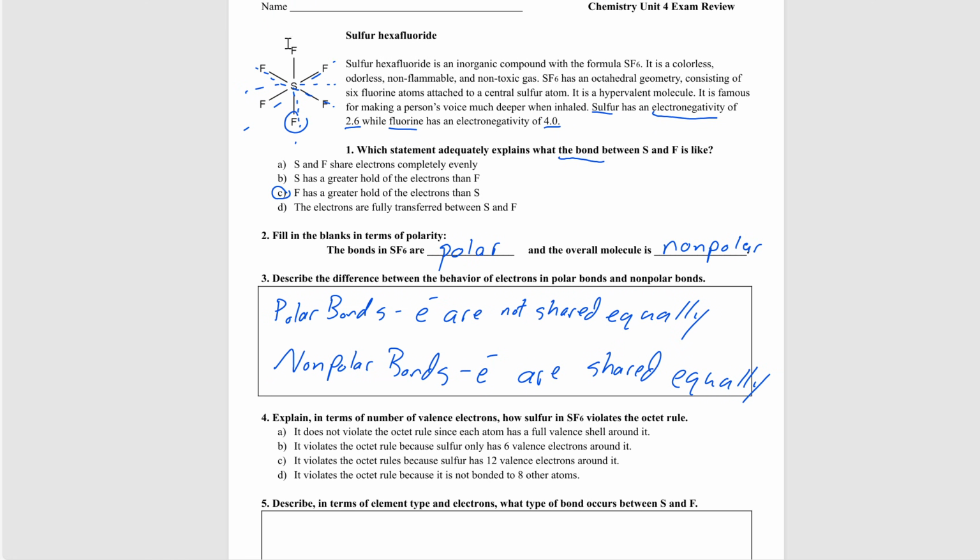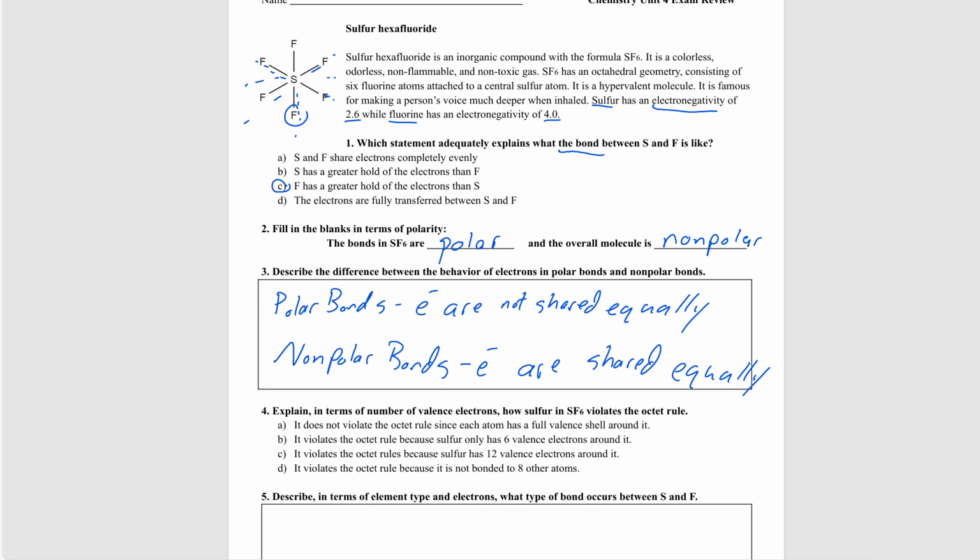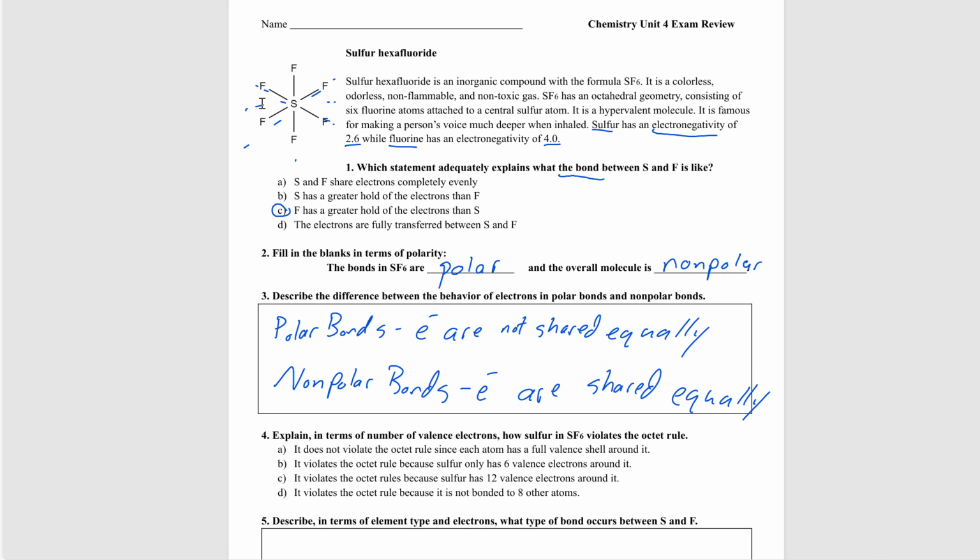So next up, there we go. Okay, so next up we have question 4. Explain in terms of numbers of valence electrons how sulfur in SF6 violates the octet rule.